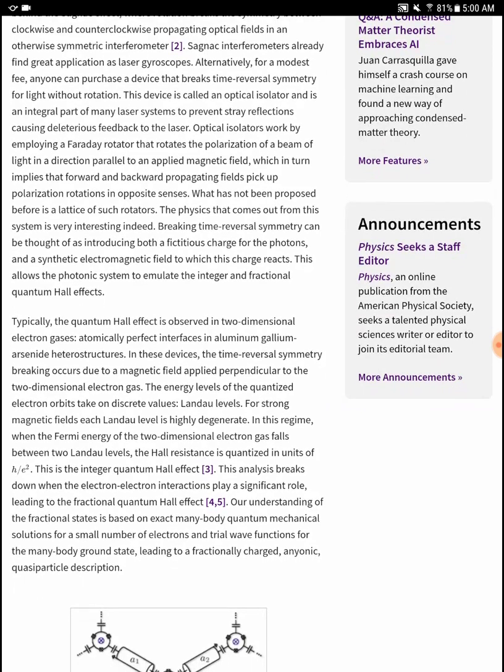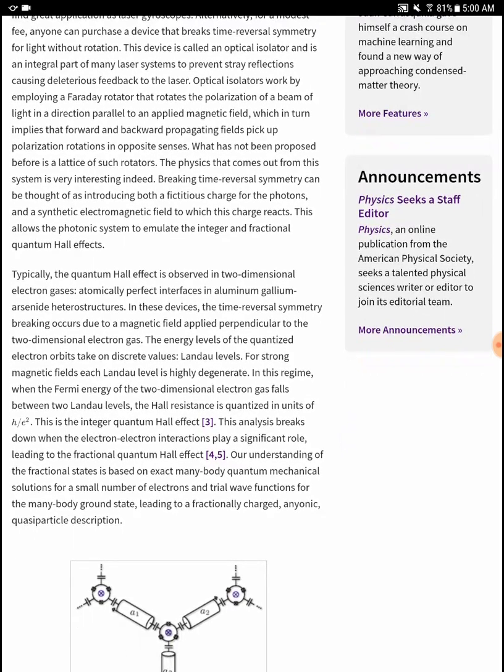Alternatively, for a modest fee, anyone can purchase a device that breaks time reversal symmetry for light without rotation. This device is called an optical isolator and is an integral part of many laser systems to prevent stray reflections causing deleterious feedback to the laser.